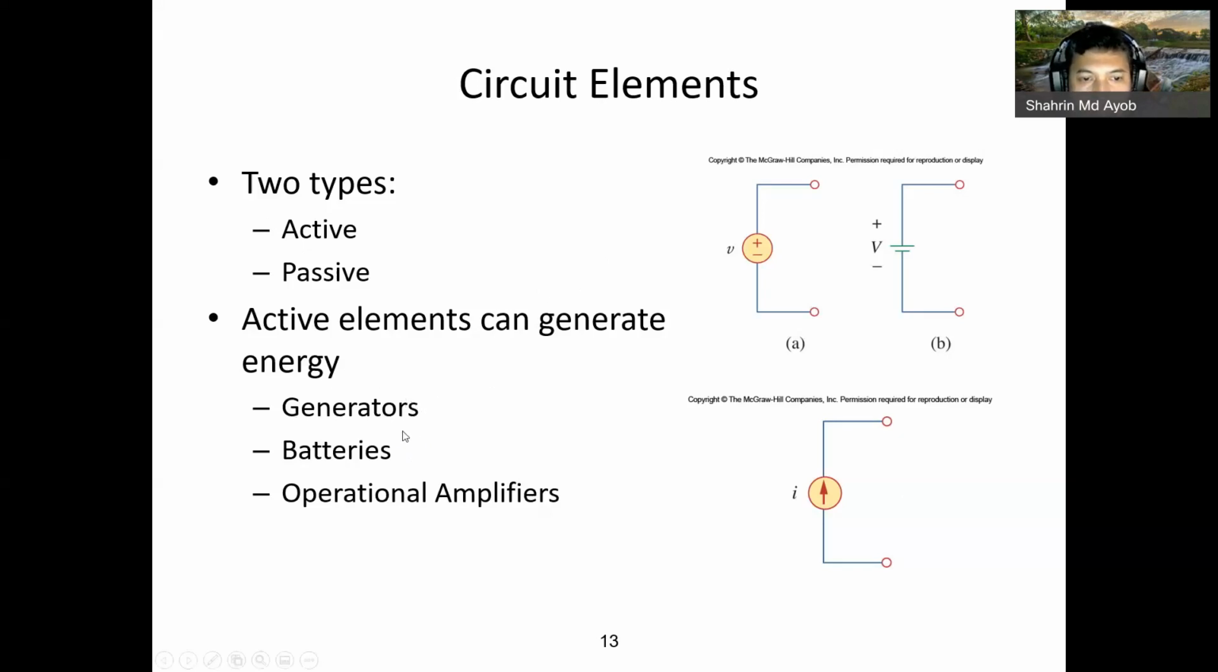For generators, for example, we use petrol to generate electricity, for example at our night market and so on. They use an electrical generator there. A battery is where we charge it in a chemical form, and based on the reaction of the chemical, it produces electricity. The third one is operational amplifiers. This one is not related to this course; it is more towards transistors, how we can use transistors as active elements. But for this course, we only concentrate on batteries as our active elements.